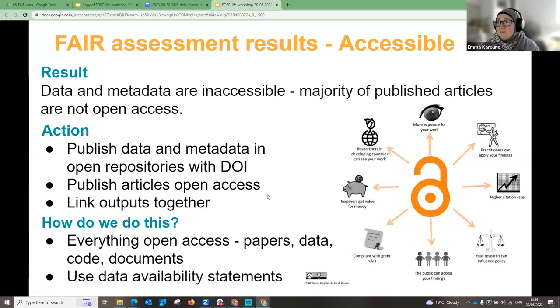In terms of accessibility, our data is quite inaccessible. At the moment our data is in articles, and we found that over half of those are closed access, so it's very hard to see the data if it's in an article that is not accessible unless you pay for it. That's quite difficult. So again, it's about putting our data into open repositories, and also publishing our articles as openly as we can, maybe taking advantage of green open access, which is free, putting our preprints into repositories, and also linking out to other outputs, so that all of the different aspects of our research are fully linked together.